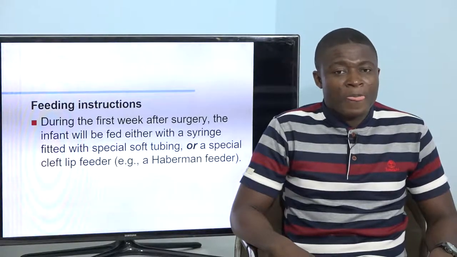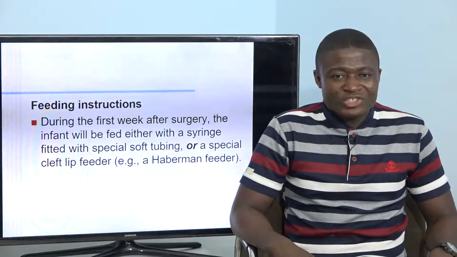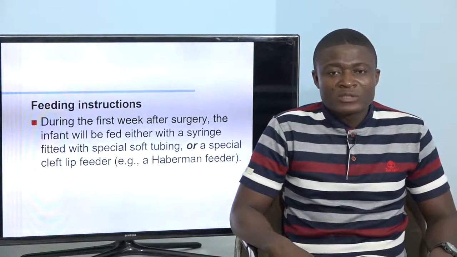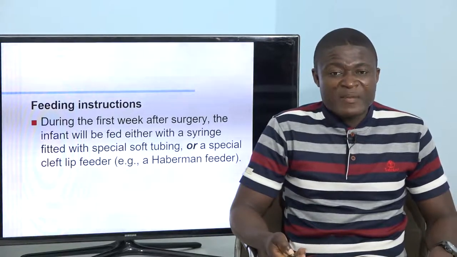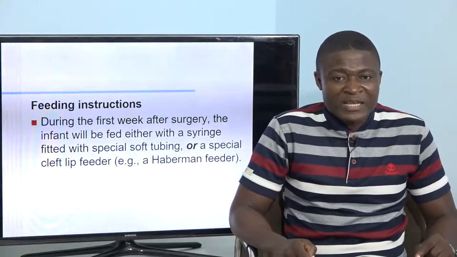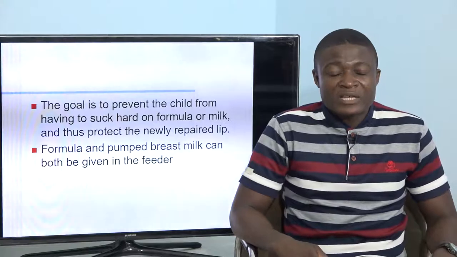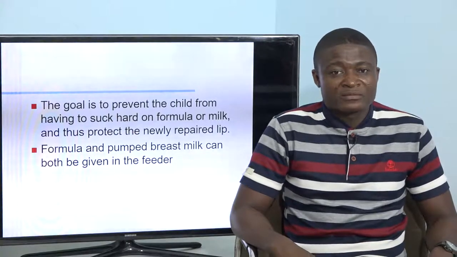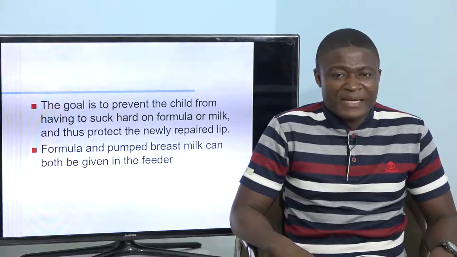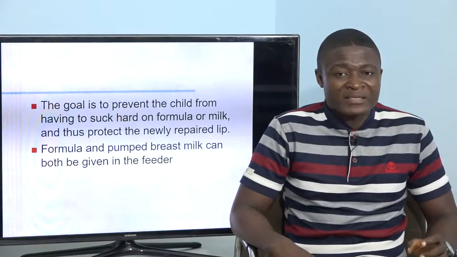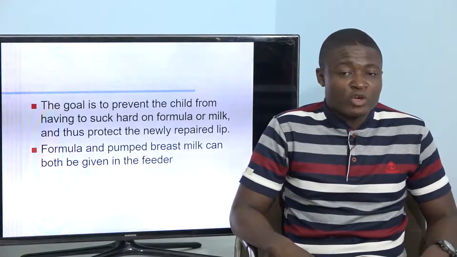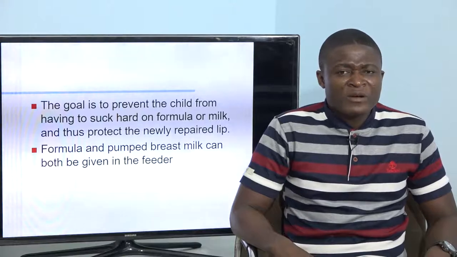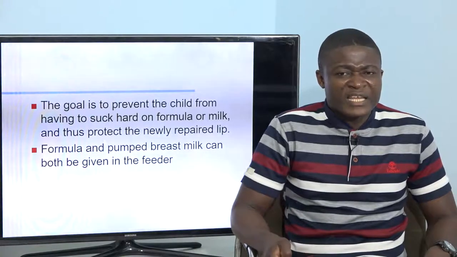During the first week after surgery, the infant will be fed either with a syringe fitted with special soft tubing or a special cleft lip feeder called the Haberman feeder. You fit the Haberman feeder on a syringe or on a special lip feeder. And the goal of doing this is to prevent the child from having to suck hard on the formula or milk, and thus it protects newly repaired lips. So we don't want the child to suck too hard on the formula. When that happens, it could cause impairment of the repaired part of the lips or the palate. Formula and pumped breast milk can both be given in the feeder.